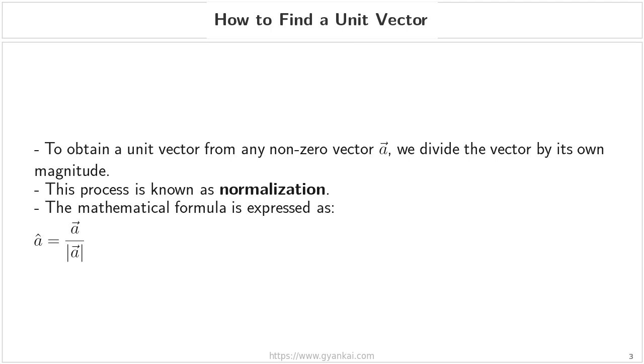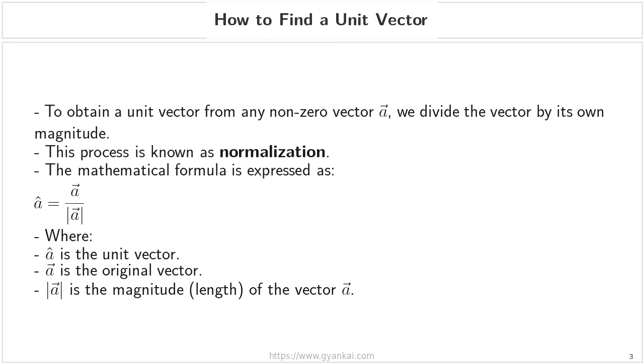The formula is expressed as a cap equals the vector arrow, all divided by the magnitude of arrow. To be very clear about the components here, a cap represents our resulting unit vector. Arrow is our original starting vector, and the vertical bars surrounding arrow represent the magnitude or the length of that original vector. Now that we understand what a unit vector is and how we denote it with that cap symbol we saw on the previous slide, let's look at the actual procedure for finding one. In the next slide, I'll give you a real-world analogy to help you visualize why this division is so important, and then we will walk through a concrete numerical example to see this formula in action.